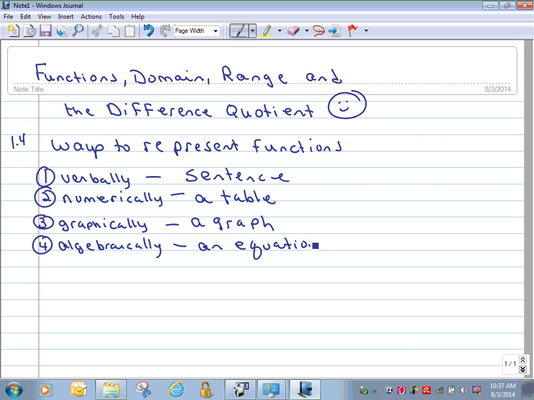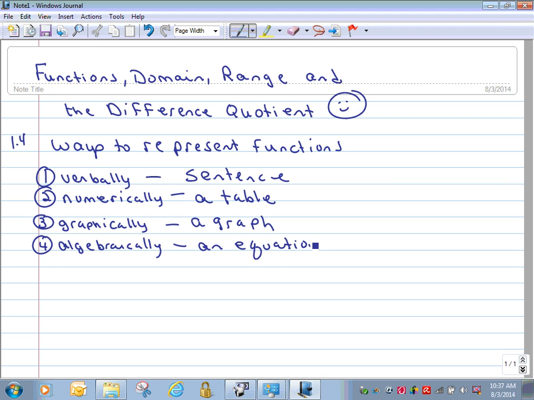And you should be able to use these interchangeably, and actually some help you support the other. So a table can help you graph, and a graph can help you write an equation, an equation can help you graph, and a sentence can help you come up with an algebraic equation. So they can all be used to support each other.